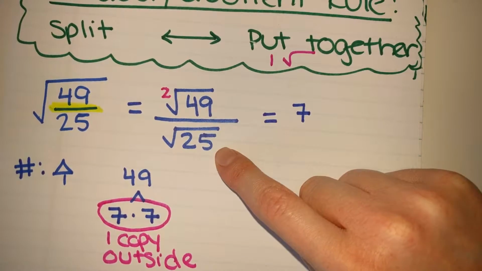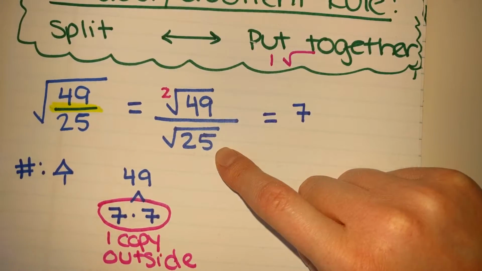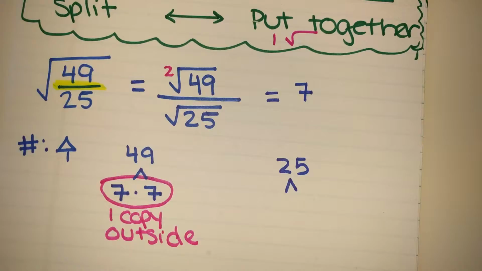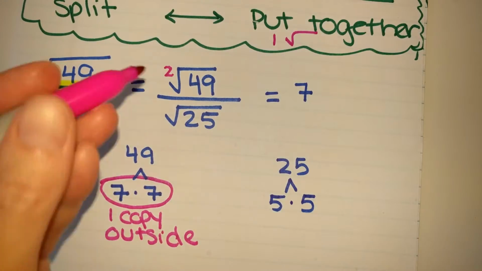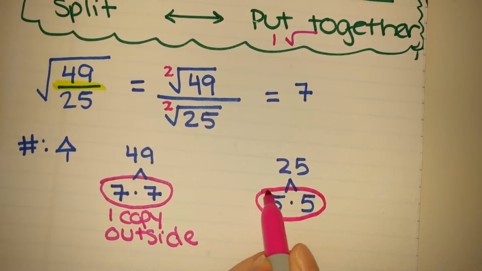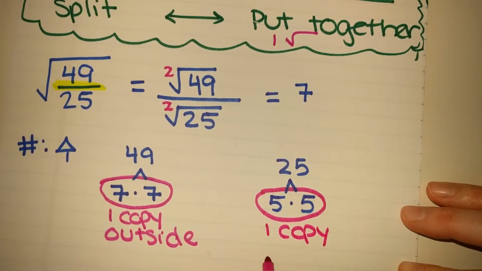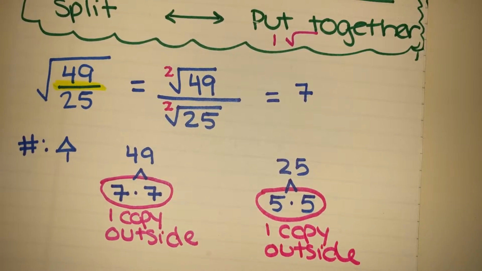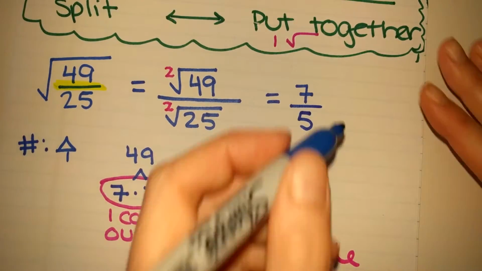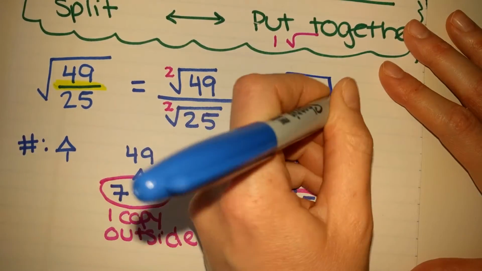Then I look at my denominator. My denominator is also a number, so I draw a little factor tree. So the 25, again, it's an odd number, so I try to divide it by 3. That doesn't go in evenly. Try to divide it by 5. That goes in evenly as 5 times 5. Then, because the index is 2, I will group that in groups of 2. So I have 2 5s here, so that will tell us that we have one copy of 5, because they are grouped, outside of the radical. So I will have 7 over 5. So the square root of 49 over 25 becomes 7 over 5.